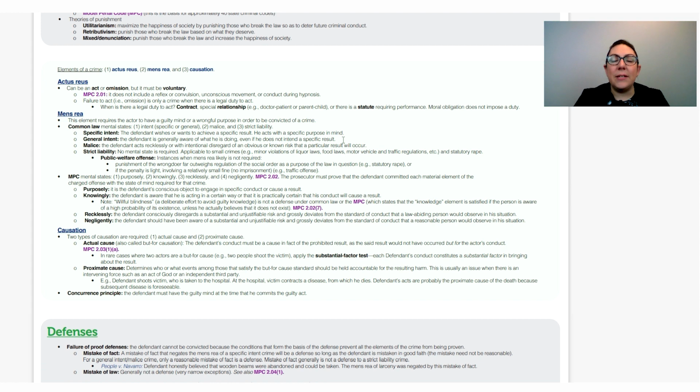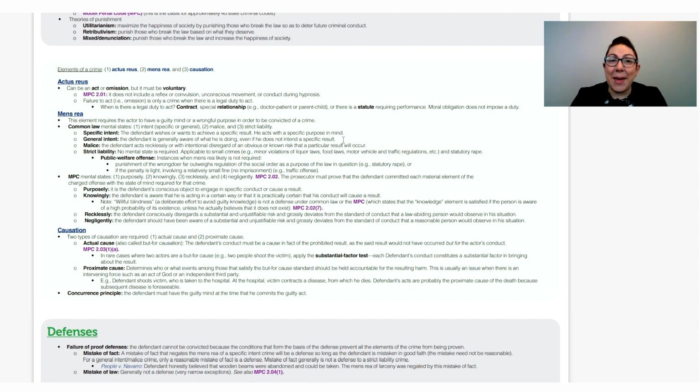So for instance, let's say I see a victim being beat up on the street and I do nothing. I don't step in, I don't call 911, I don't try to stop the attacker from hurting this person. Could I be guilty? Let's say that person ends up dying, the victim ends up dying. Could I be guilty of homicide? Likely not, because I don't have an affirmative duty to step in and act.